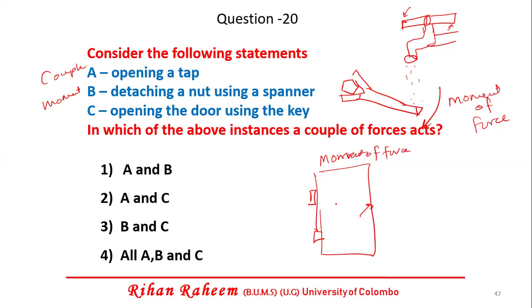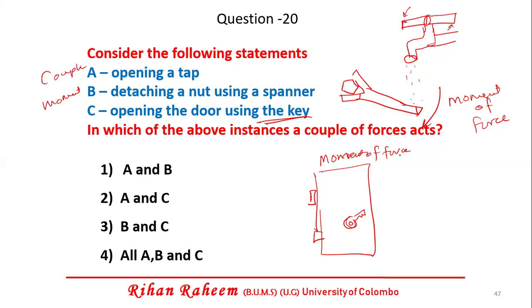Because you apply a force, there is a distance. But here they are talking about unlocking the door using a key. That means you put the key in and then unlock the door. The wording should be better. Now this is directly from the past paper I have taken. That's why they have put opening. The proper word should be unlocking the door using a key.